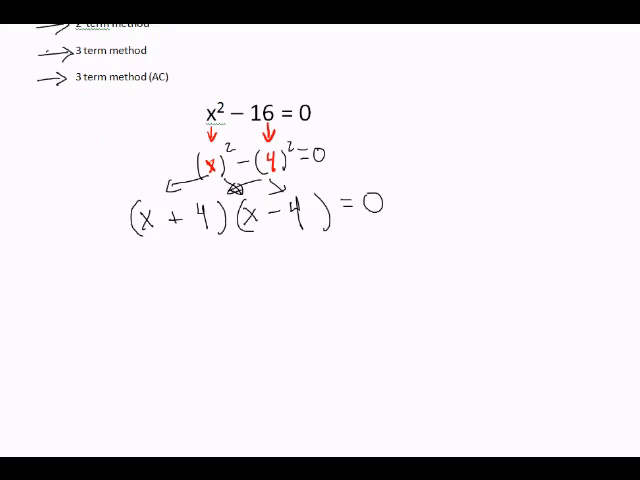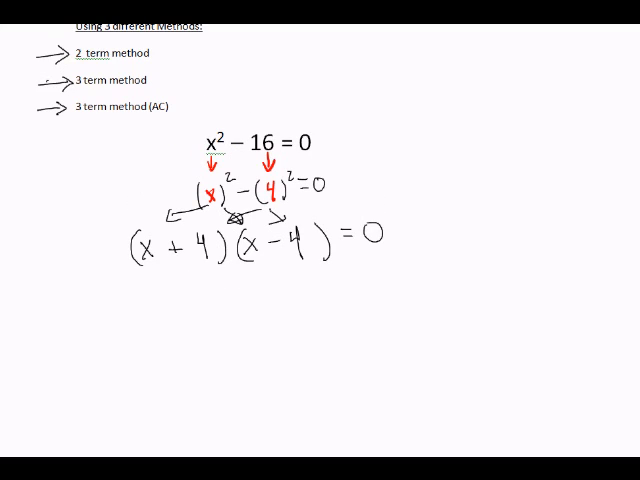Now that we factored it using the two-term method, we're going to solve using the zero multiply rule. If you have two numbers multiplied together and the answer is 0, one of these numbers has to equal 0. So what you say is x plus 4 has to equal 0, or x minus 4 has to equal 0.